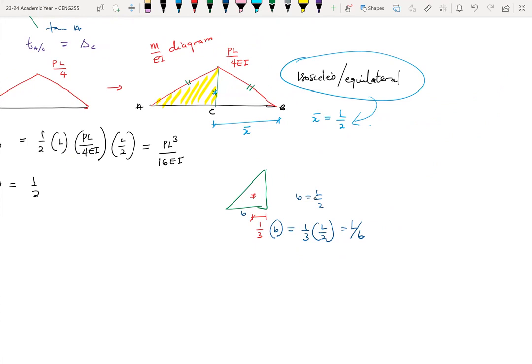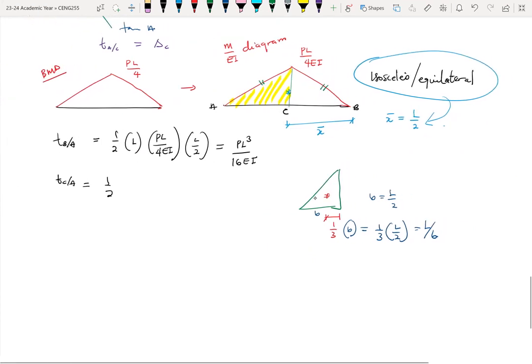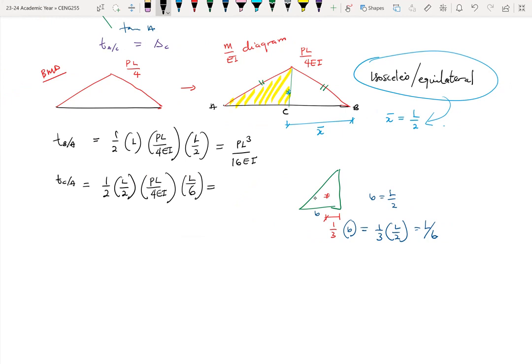So TCA is half times L over 2, which is the base, times the height, which is PL over 4EI, times the moment arm, which is L over 6. And this should give us PL cubed over 96EI.